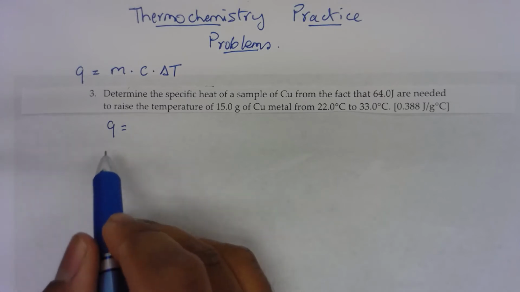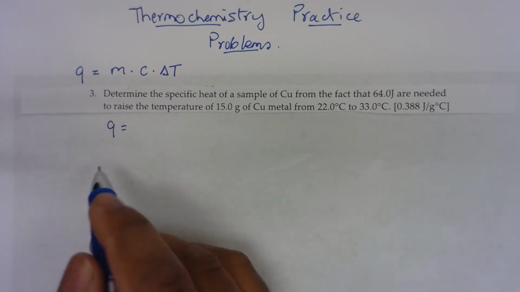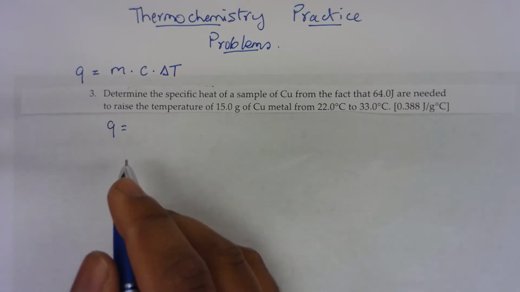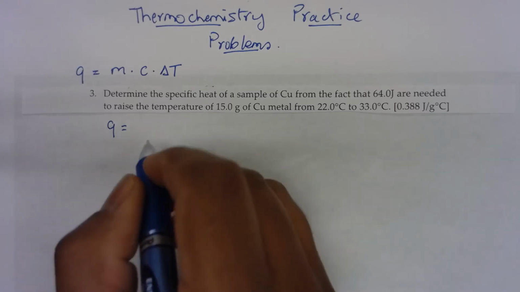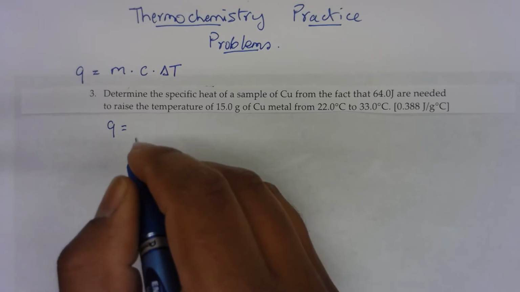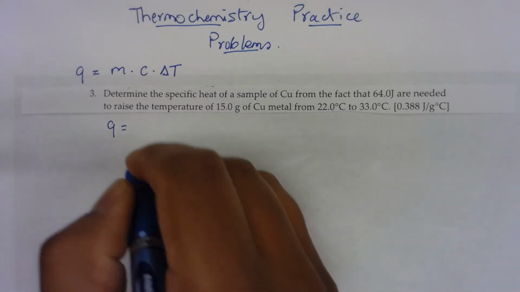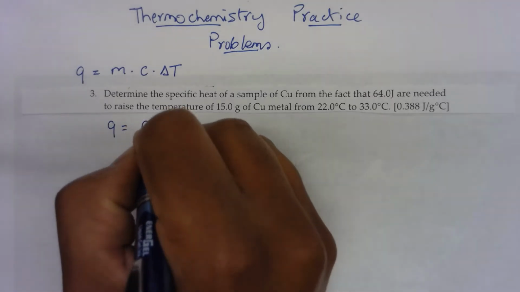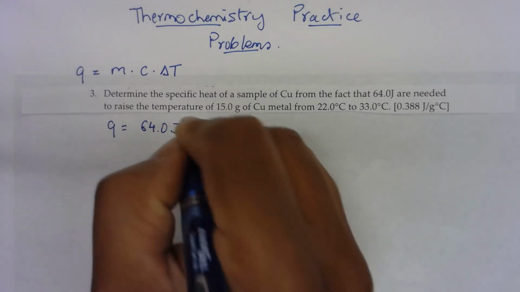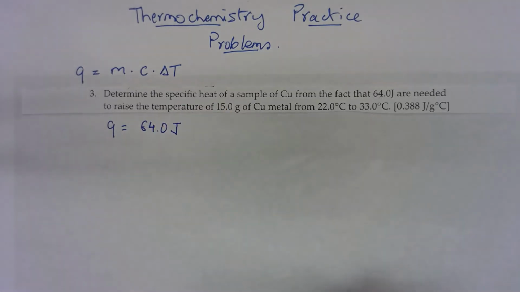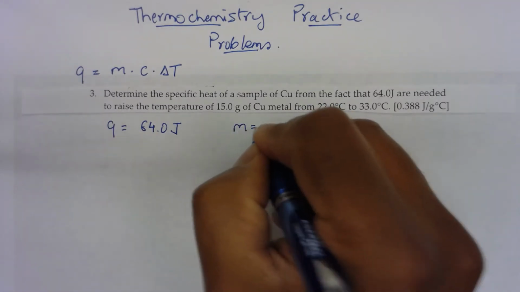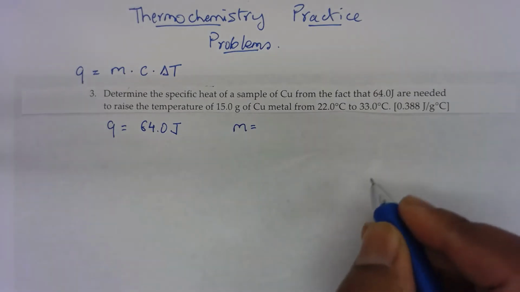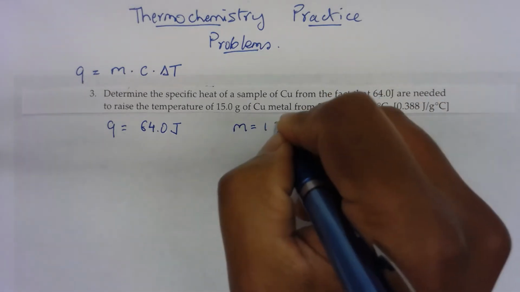So to find Q, the unit you look for is capital J, joules, because that's what heat is measured in. So is J given? Are joules given in the problem? Yes. How many? 64.0 joules right here. Okay, that's my heat. Then is my mass given? How much is it? Correct, 15 grams.